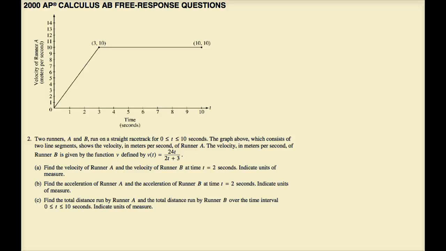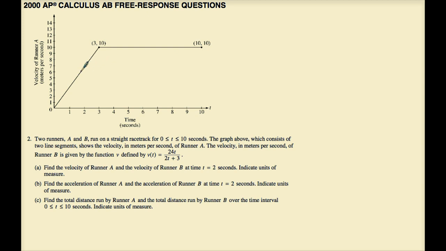Letter A asks, find the velocity of runner A and the velocity of runner B at time t equals 2 seconds. Indicate units of measure. Well, this graph represents the velocity of runner A. He started at velocity 0, and his velocity was increasing at a constant rate until t equals 3. At that point, his velocity was 10 meters per second. For the rest of the time interval, he ran at a constant rate of 10 meters per second.